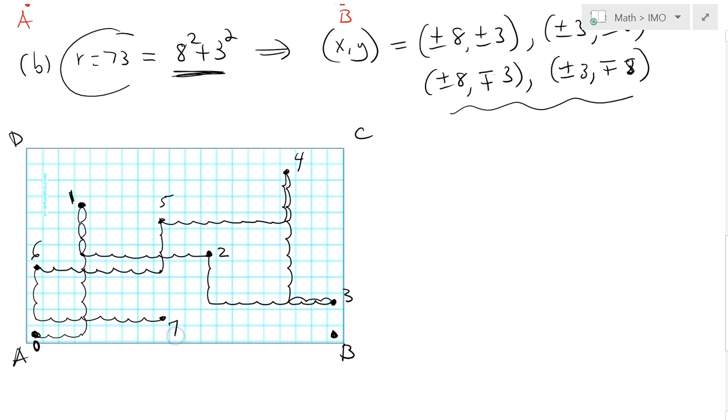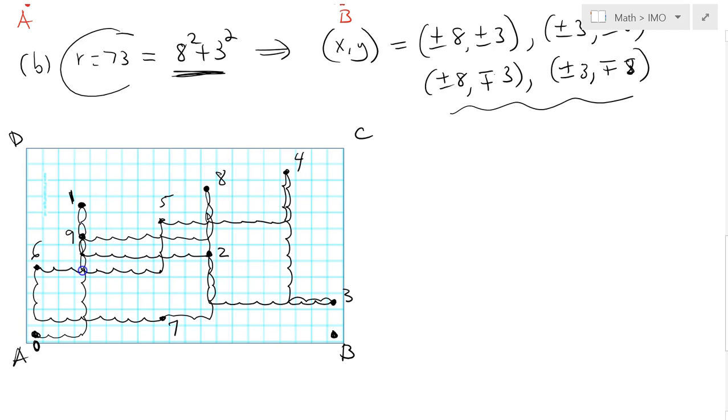That's point 7. Then again, right 3, up 8. That would be point 8. 3 by 2. And then down 3, then 8. That's point 9. And finally, the final sequence of moves.